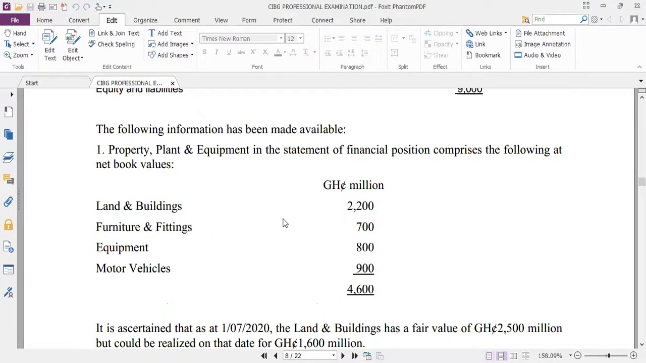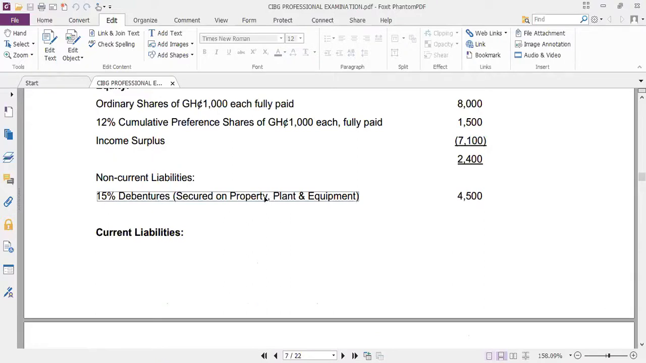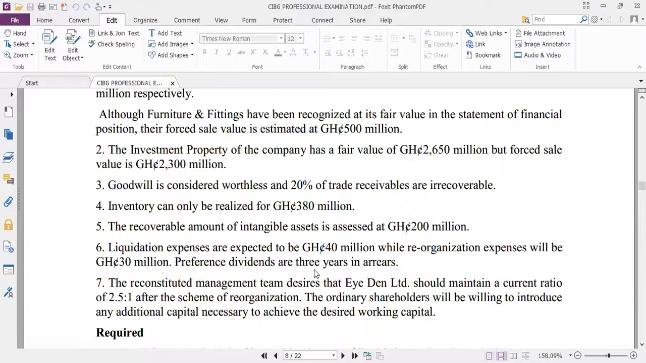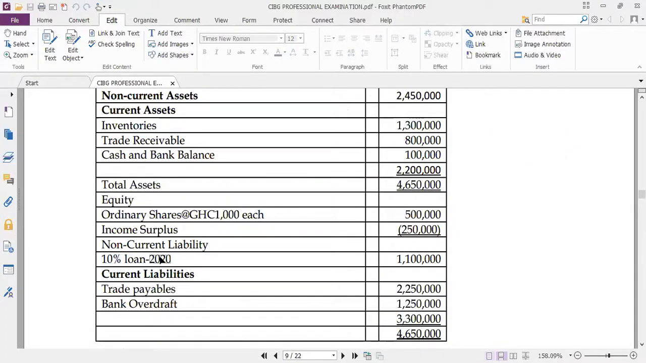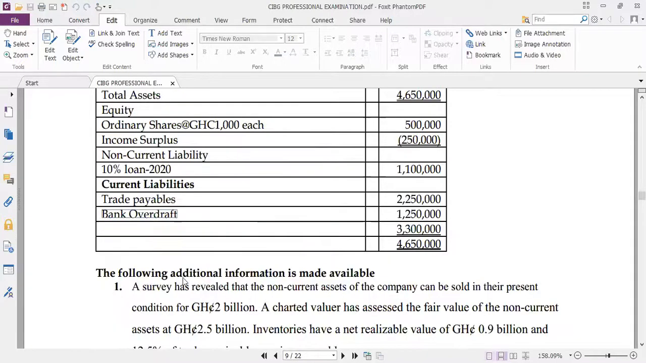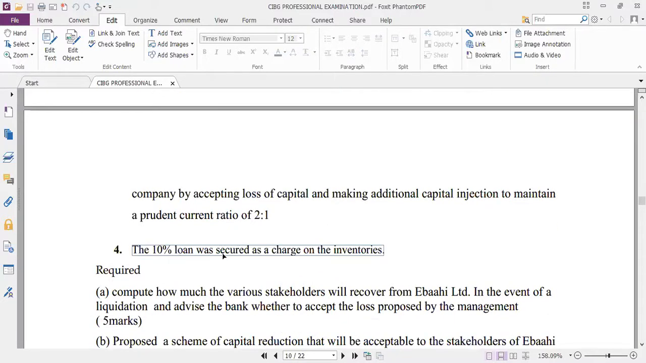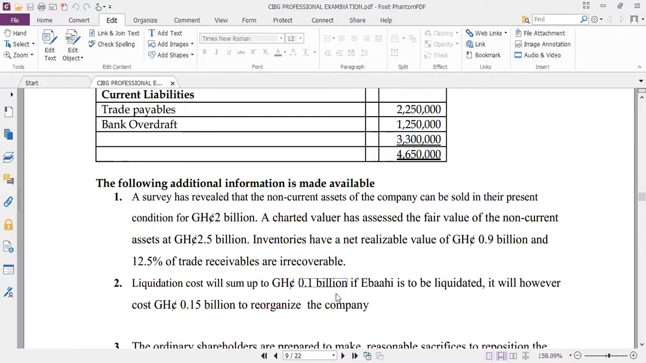If it's not in the financial statement, they'll give it to you in the footnote. Like Question 2, for instance. Non-current 10% loan note, no fixed charge. Bank overdraft, no fixed charge. When you go to the last footnote, the 10% loan note was secured as a charge on the inventory. So it was given to you in the footnote. So this is a fixed charge. So take note.